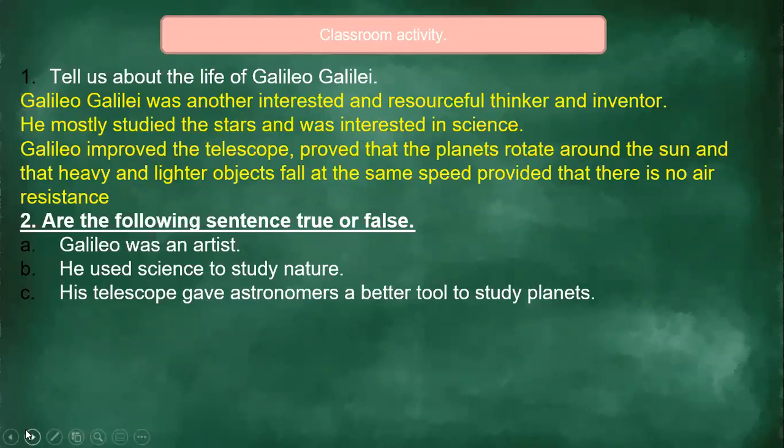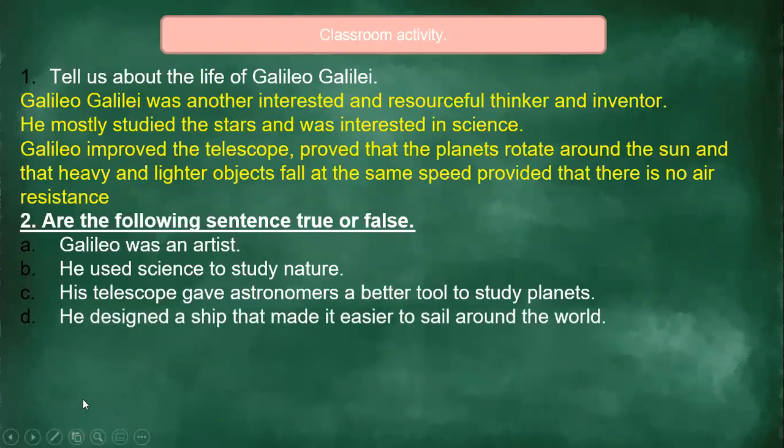Nice one. Let's move. C, he designed a ship that made it easier to sail around the world. Kia? False. Kia? Kia? Ma'am? Yes. Yes, that he designed a ship that made it easier to sail around is false. Okay, thank you, my boy.